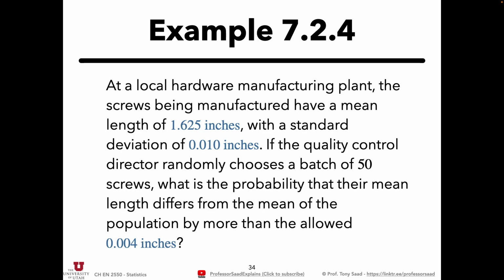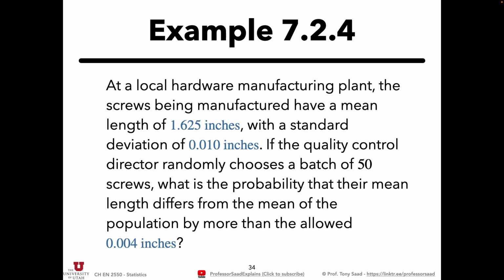Oh, okay, a local hardware manufacturing plant. The screws being manufactured have a mean length of 1.625 inches with a standard deviation of 0.01 inches. If the quality control director randomly chooses a batch of 50 screws, what's the probability that their mean length differs from the mean of the population by more than 0.004 inches? So, which is the maximum tolerance allowed.